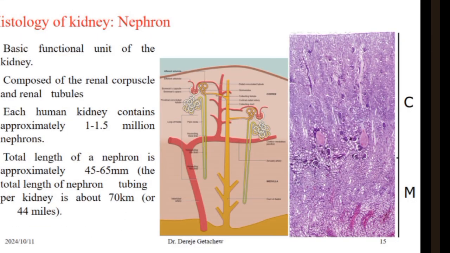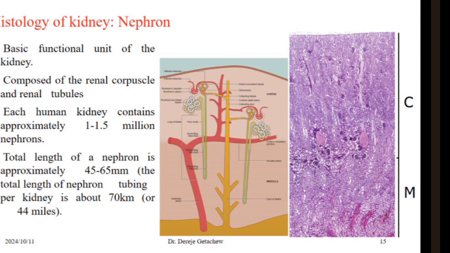Now we have completed the gross anatomy of the kidney. Now we see the histology of the kidney. When we talk about the histology of the kidney, we talk about the nephron, which is the basic functional unit of the kidney. The nephron is composed of the renal corpuscle and renal tubules. In each human kidney, there are 1 up to 1.5 million nephrons. The total length of a nephron is approximately 45 up to 65 millimeters.